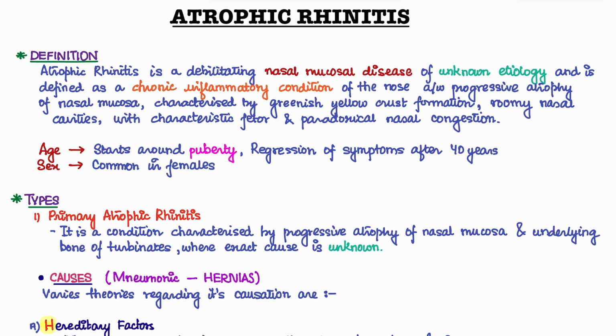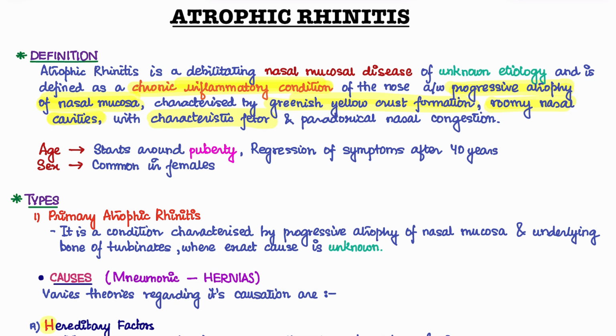So let's get started. What is atrophic rhinitis? Atrophic rhinitis is a chronic inflammatory condition of the nose, which is characterized by progressive atrophy of the nasal mucosa and the bones, and hence characterized by greenish yellow crust formation, roomy nasal cavities, and a very characteristic foul smelling odor. So, this is what atrophic rhinitis is.